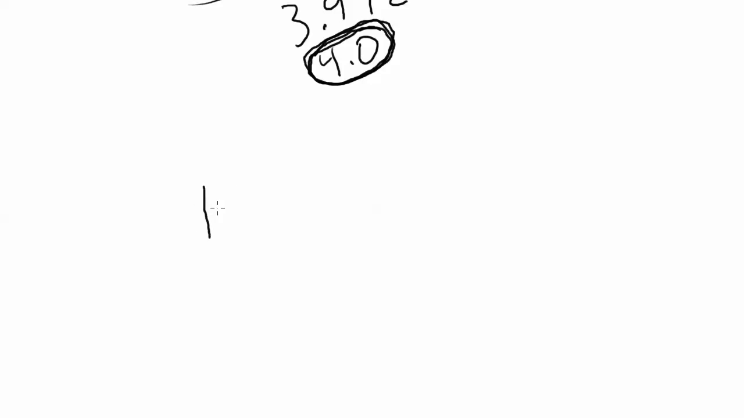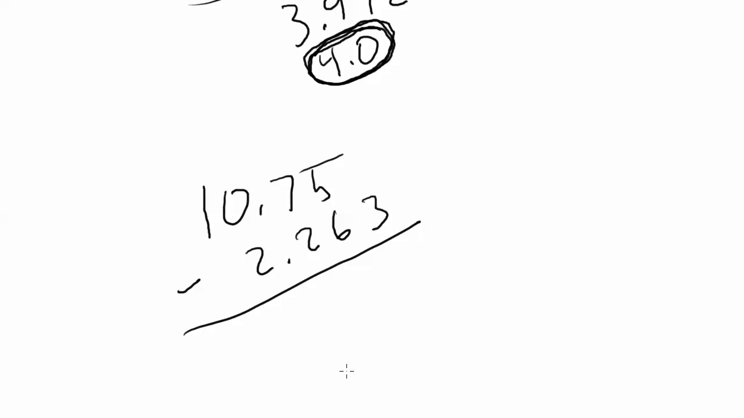Let's say I had 10.75 minus, I said minus and I wrote plus, minus 2.263. Interesting. Well, this is a really tricky example. So what you have to do to actually do this problem is you have to pretend that there's a 0 here, but there is no measured 0 there.